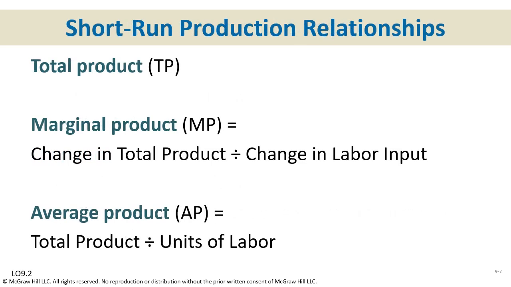So what are some of the relationships in the short run? Total product is the total quantity being made. Marginal product is the amount we will change our production when we vary our labor by 1 unit. So if we hire an additional worker or buy an additional machine, whatever we do for our labor resource, our marginal product is how much it's going to change. And average product is simply your total product divided by your units of labor. Units of labor can be people, it can be machines, whatever you're using to actually do the work.